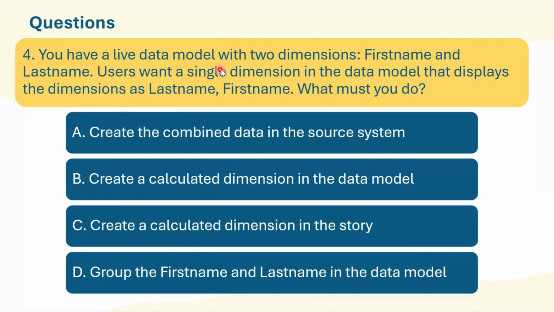You have a live data model with two dimensions, first name and last name. The user wants a single dimension in the data model that displays the dimension as last name, first name. What must you do? Basically you need to concatenate the first name and the last name to create the last name, first name together as a single dimension. Which of these four options can you choose?